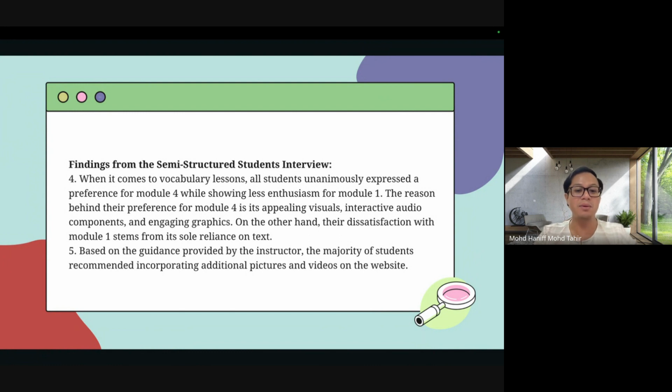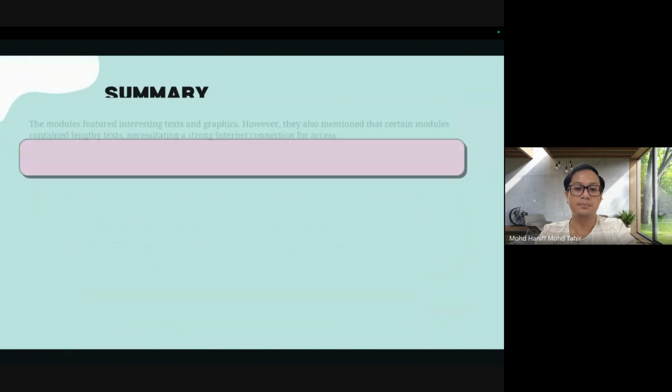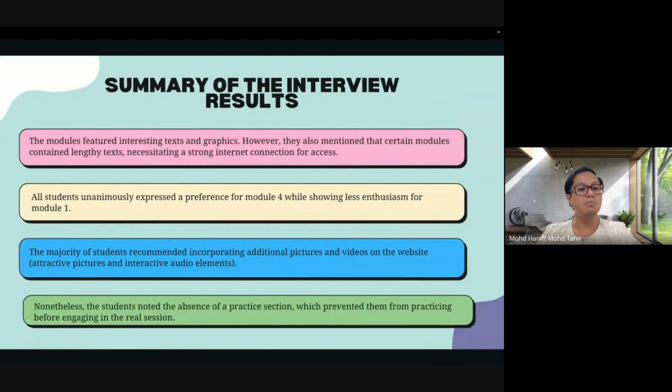Based on the guideline provided by the instructor, the majority of students recommended incorporating additional pictures and video on the website. As a summary, the modules featured interesting text and graphics.